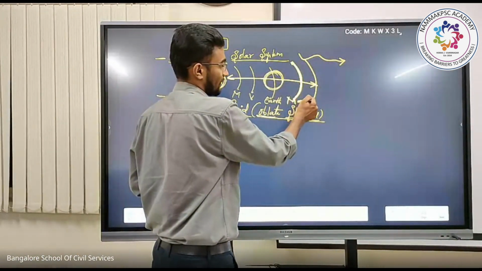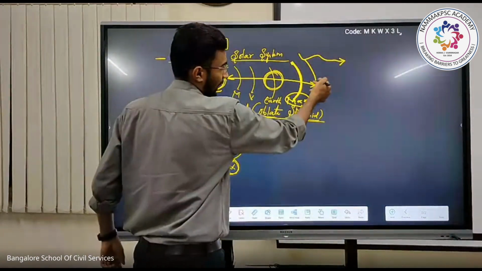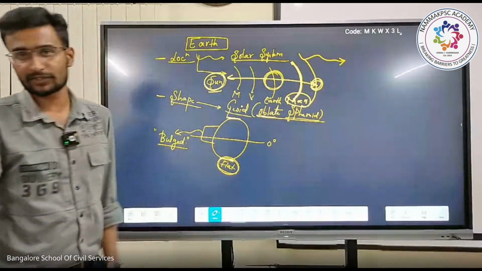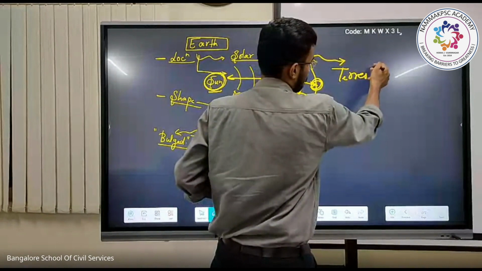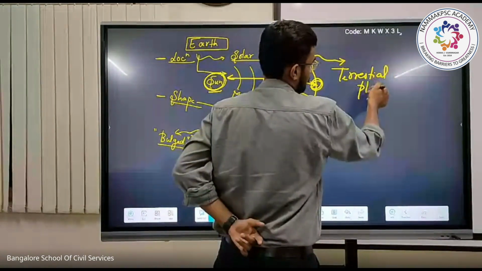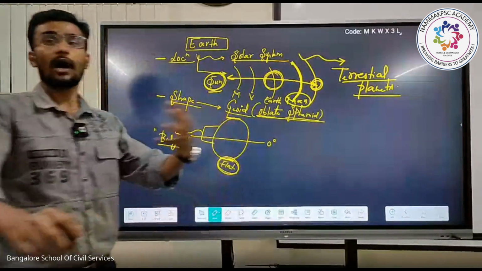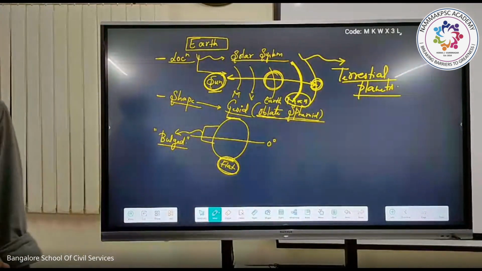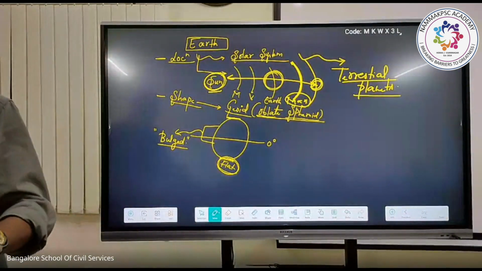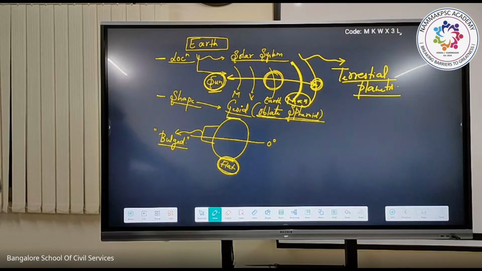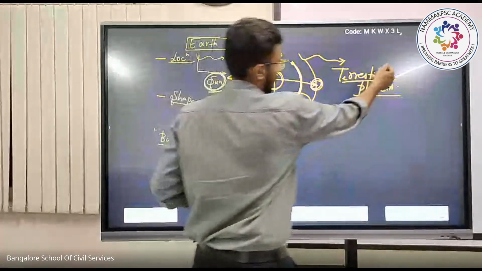From the Sun to the asteroid belt, we call them the terrestrial planets. After the asteroid belt, they are called the gaseous planets. After this, we call them our gaseous planets.